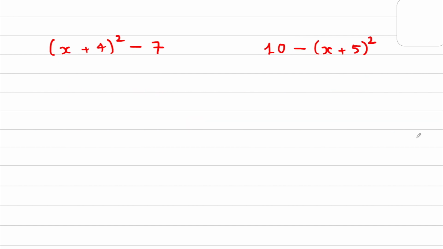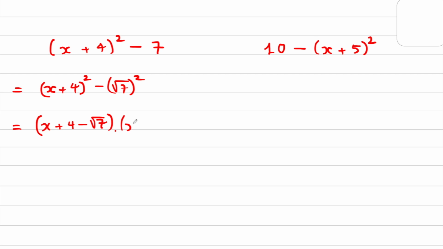Okay, move on to this question. You can see you have 7, and 10 in this one, and that is not a square number. So x plus 4 squared minus square root 7 inside the bracket and squared outside. So x plus 4 minus square root of 7, and the next one will be x plus 4 plus square root of 7. Through the brackets we finish factorizing. And now you have 10 at the beginning. This means square root of 10 squared, minus x plus 5 squared.